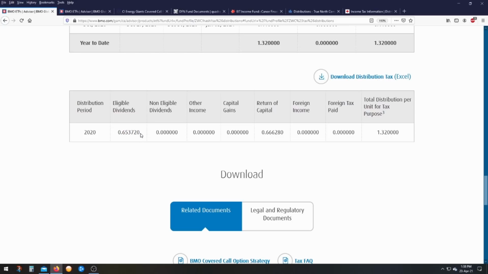So this makes sense, right? Because eligible dividends comes from Canadian corporations, so it's obvious that there's going to be a big portion of eligible dividends. Now, the other half is actually considered return of capital. So this portion, like we mentioned before, you do not pay any taxes on it. So there you go. Here's the breakdown of ZWC, Canadian dividend stocks, right?